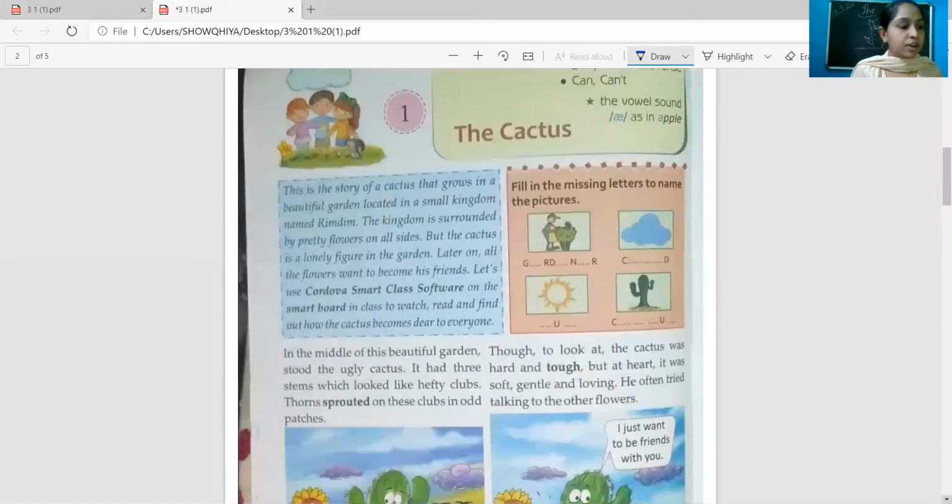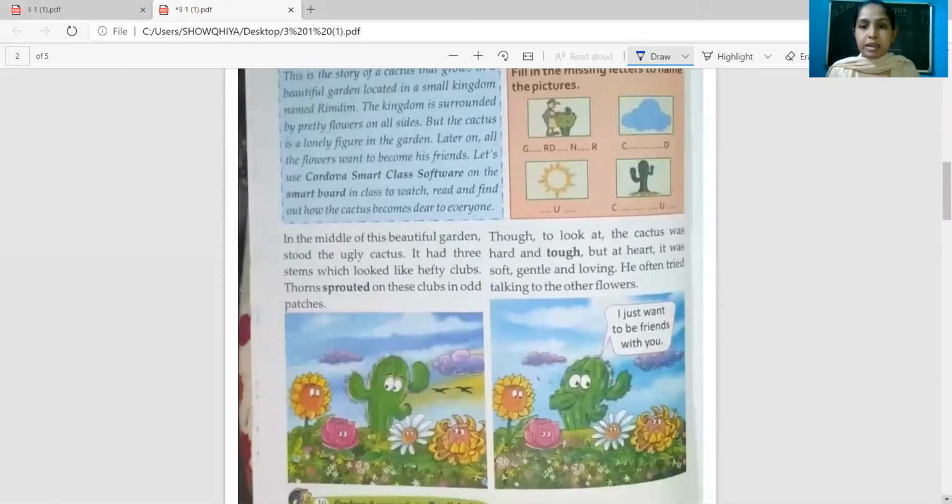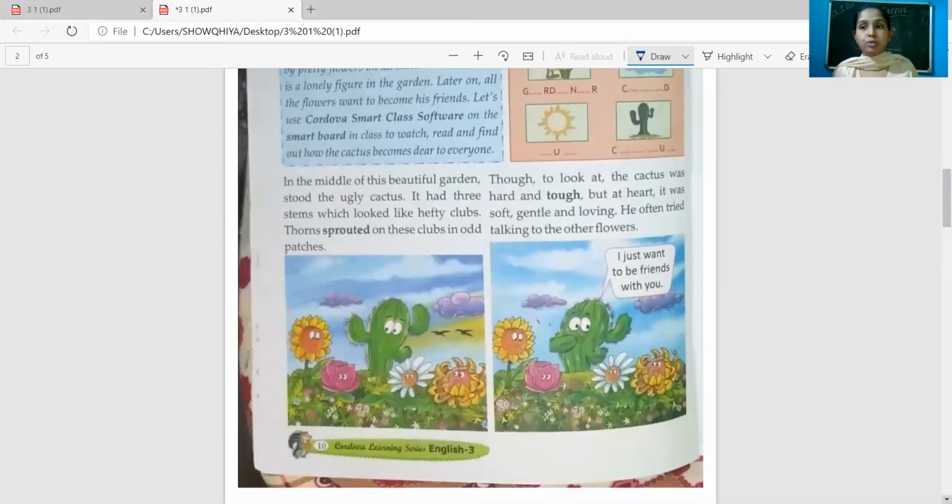It is chapter number 1 here, children. The Cactus. What is the lesson name here? It is The Cactus. Here they have given, this is the story of a cactus that grows in a beautiful garden. First let us have some reading practice, then I am going to explain the lesson. I am not going to make you read the full chapter. Rather, I'm going to make you read the first page of this chapter. Then I will explain what is there in the story.